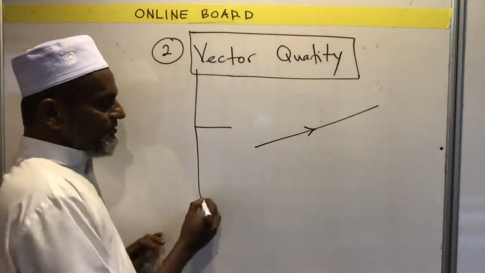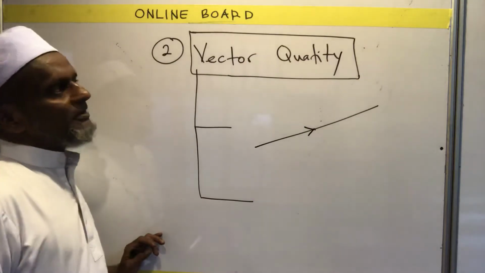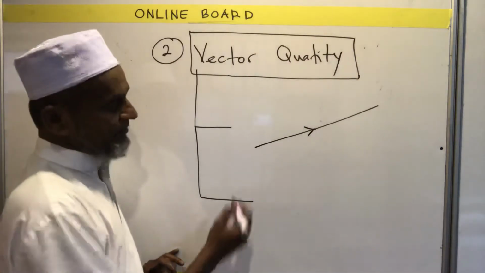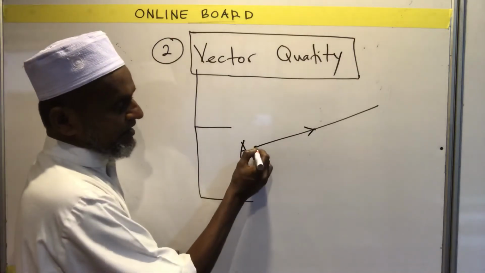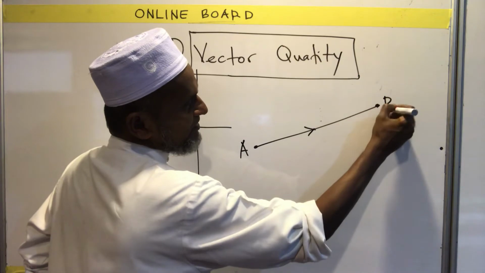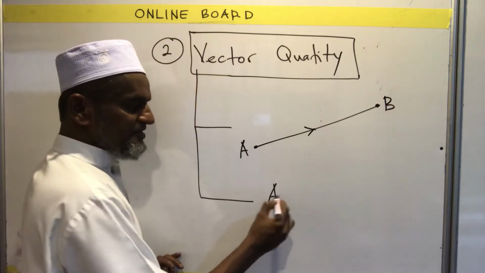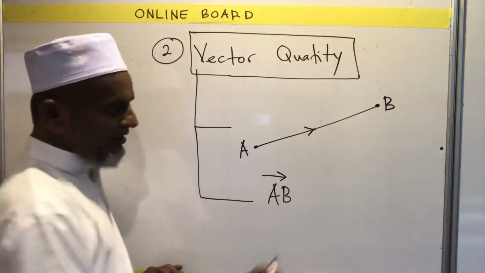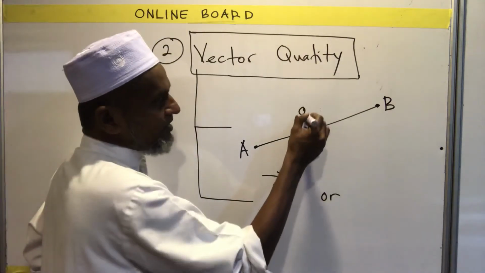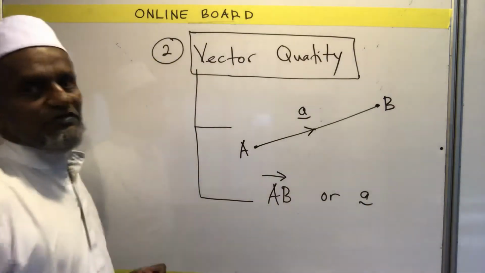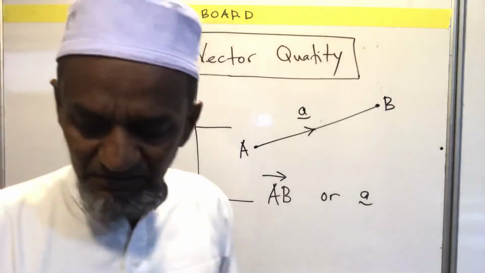And another way to represent a vector quantity is by using alphabet. The initial point A, the final point B. So we can represent vector AB with an arrow on top, or a small alphabet with a line below. Okay, this is how to represent a vector.